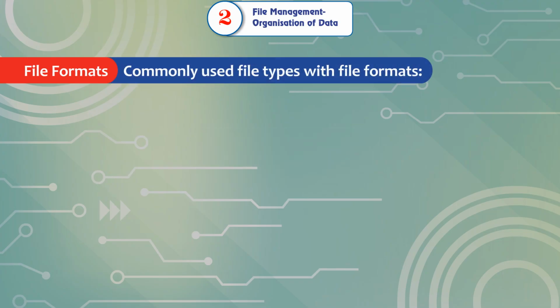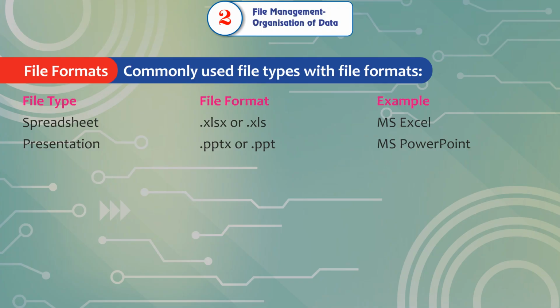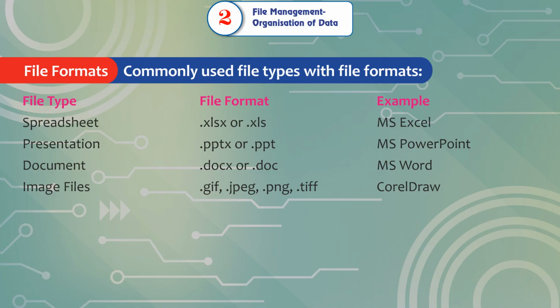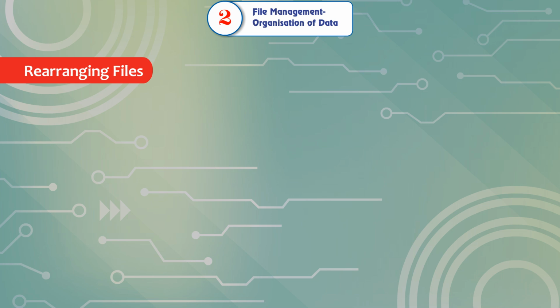Commonly used file types with file formats. File type, file format, examples: Spreadsheet, .xlsx or .xls, MS Excel. Presentation, .pptx or .ppt, MS PowerPoint. Document, .docx or .doc, MS Word. Image files, .jpg, .gif, .png, .tiff, CorelDRAW. Audio files, .mp3, .wav.